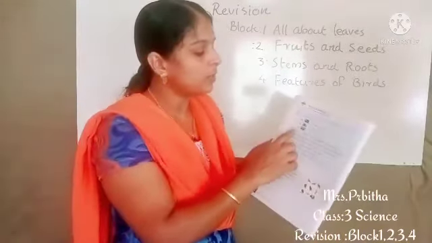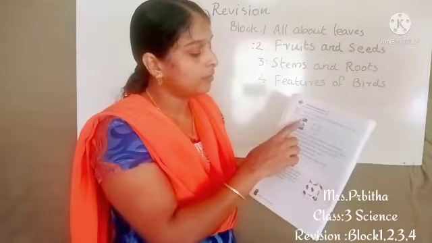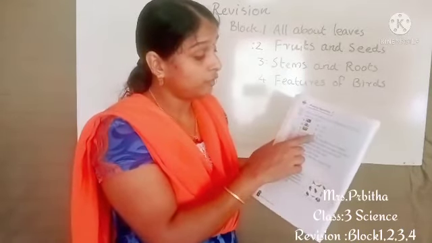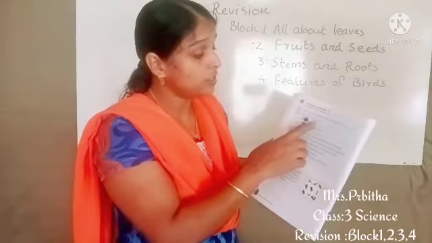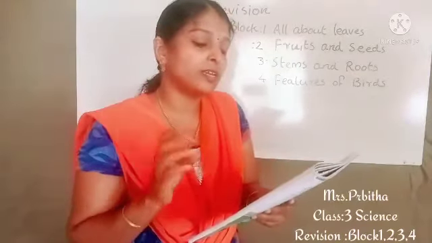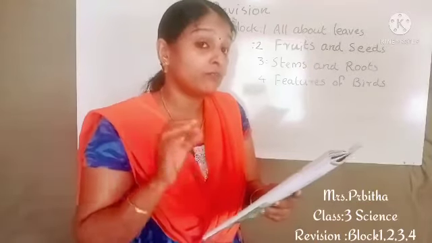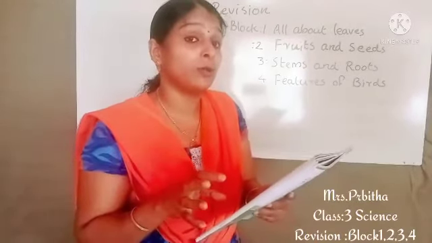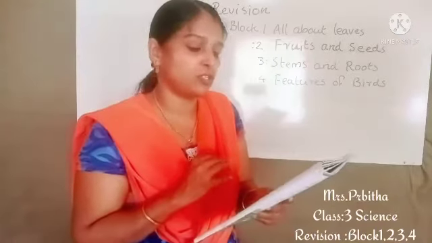Next one, match the columns. First one, crane, fish, parrot, nuts, eagle, flesh. Why do different birds have different kinds of beaks? Different birds have different kinds of beak because different birds eat different food.